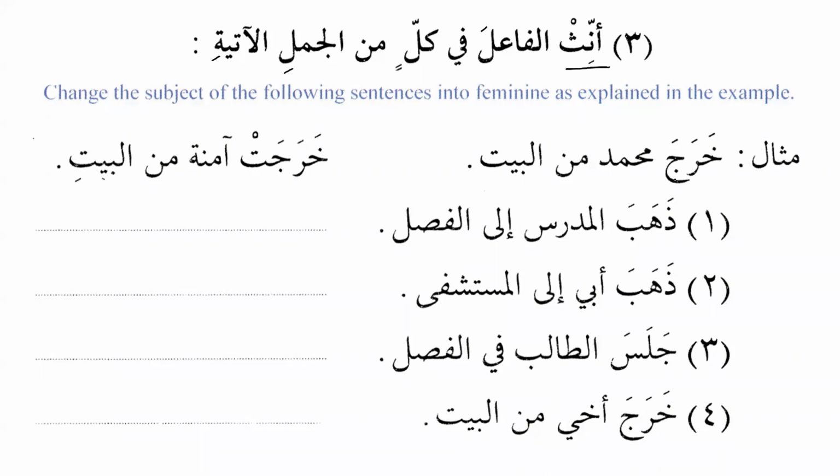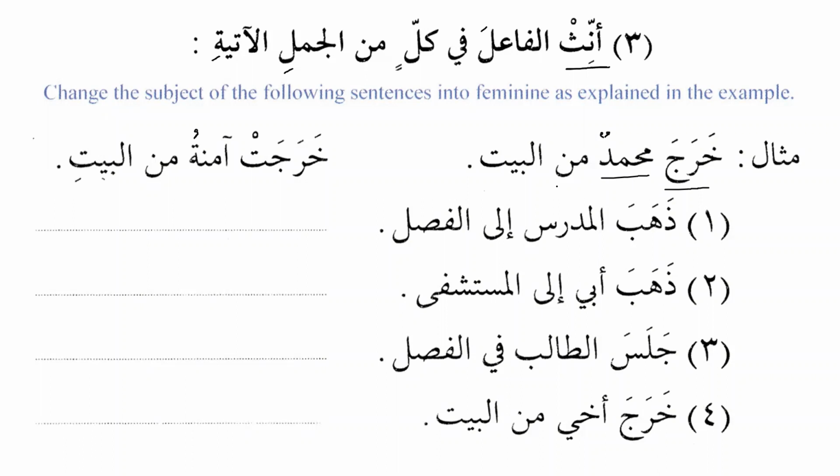For example, kharaja Muhammadun min al-bayti. Muhammad went out of the house. And kharajat Aminatu min al-bayti. Amina went out of the house. The only thing, or two things, that we need to notice over here: after kharaja, we have the verb, then the doer, the fa'il. The doer is always marfu'.